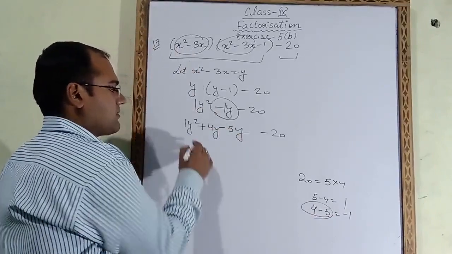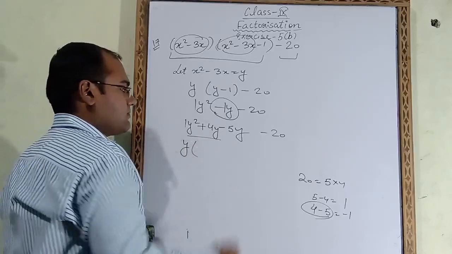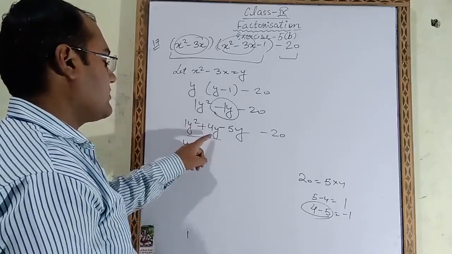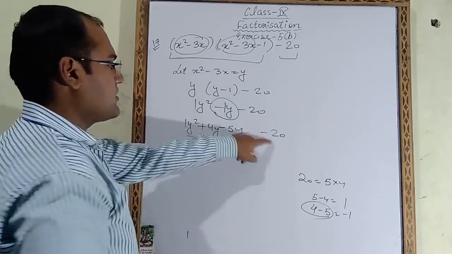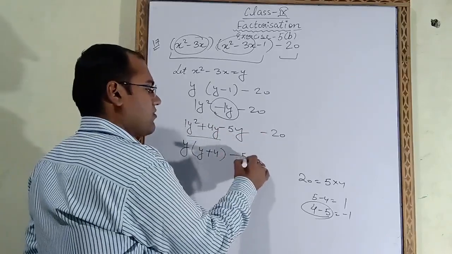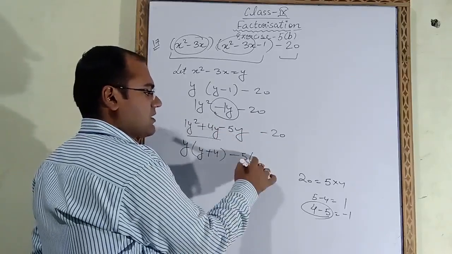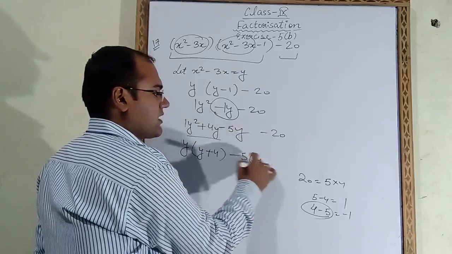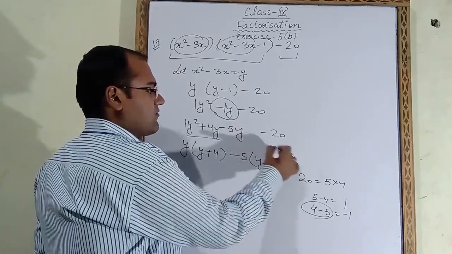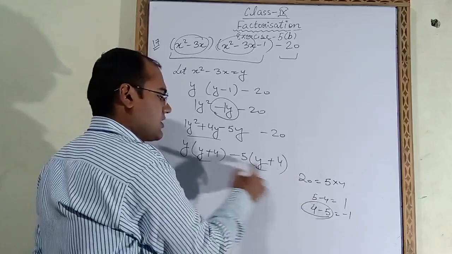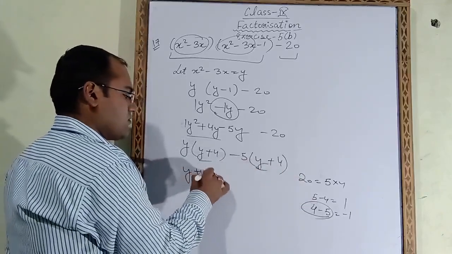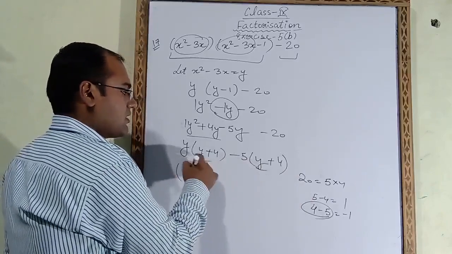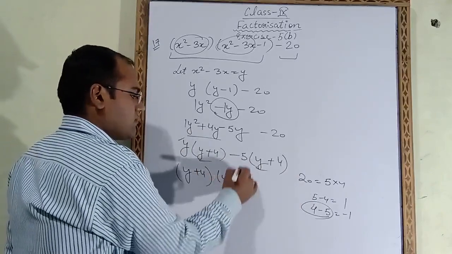Now what will be the next step? From these two we will take y common. After taking y common from these two, remaining term will be y plus 4. From these two we will take minus 5 common. So minus and minus will become plus, 5 we have taken common, y. Minus and minus will become plus, 5 fours are 20. Now we will observe that both the brackets are same. So what you have to do? y plus 4 we will take common. Now remaining term is y minus 5.